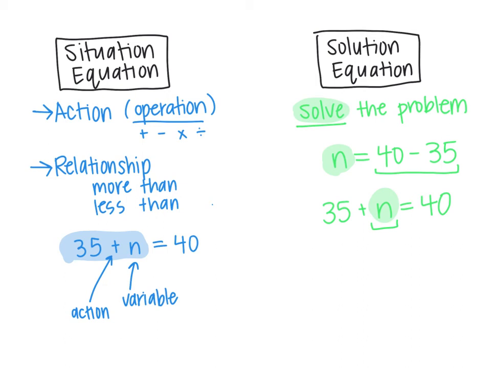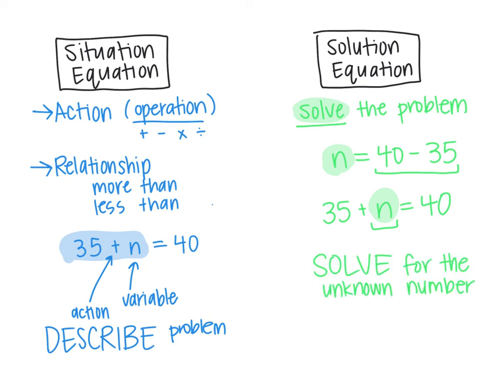A big difference between these two is that the situation equation is just to describe the problem. That's why usually the variable will be in that part of the equation. So this is to show us what's happening in the problem, the action or the relationship. The purpose of a solution equation is to solve for the unknown number. That means that this type of equation will also need to have an answer for what the variable is standing for.